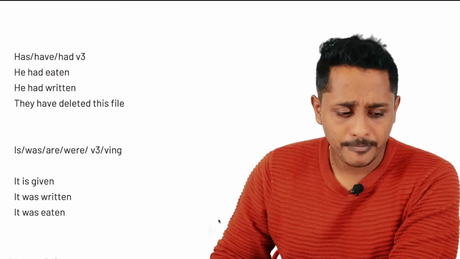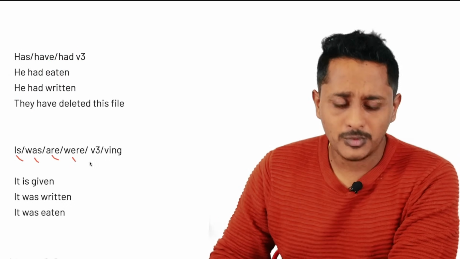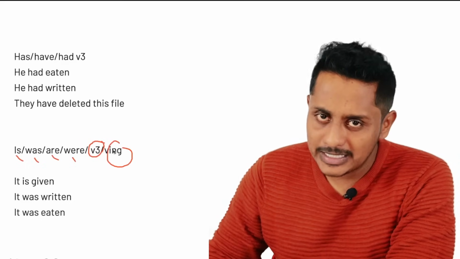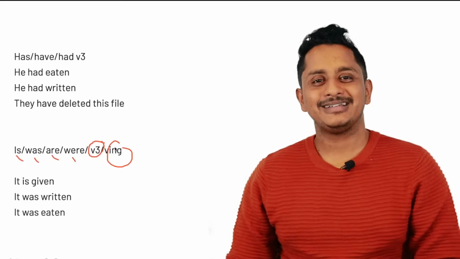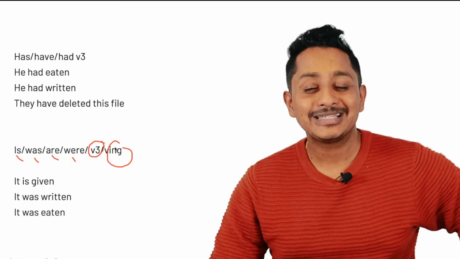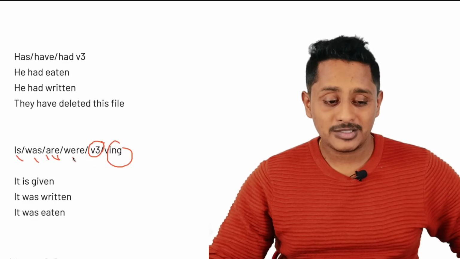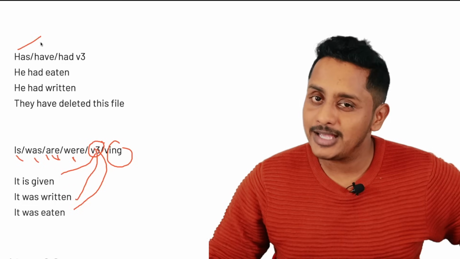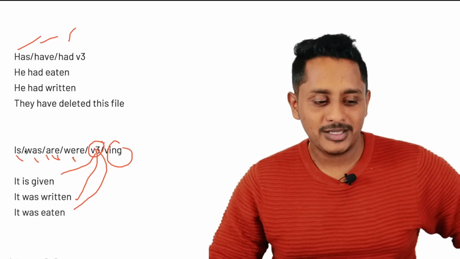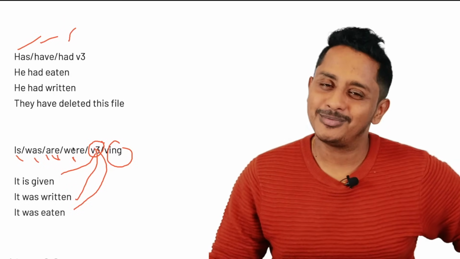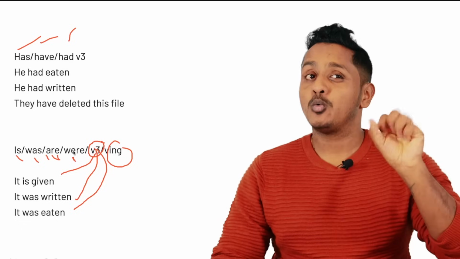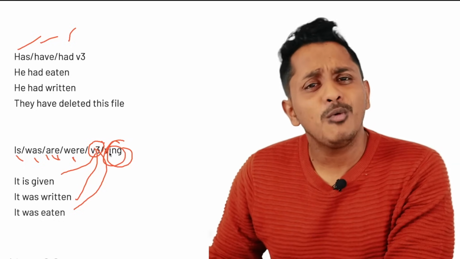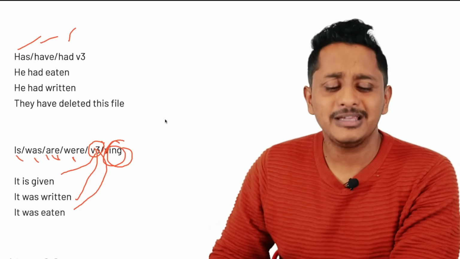After is, was, are, were, verb 3 can come or verb ing can come. It is killed. This is given to you. The file is deleted. After is, was, are, were, am, verb 3 can come. But after is, was, are, were, he is singing, ing can come. He was singing, they are singing, they were singing, ing can come.